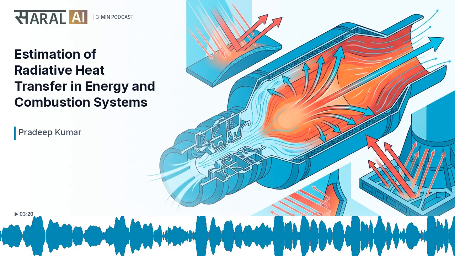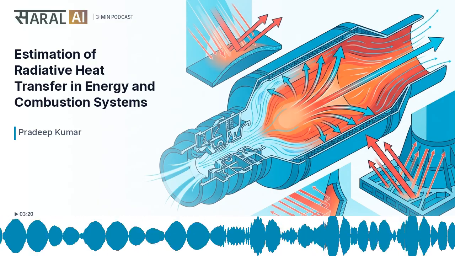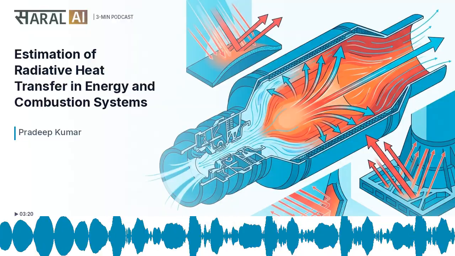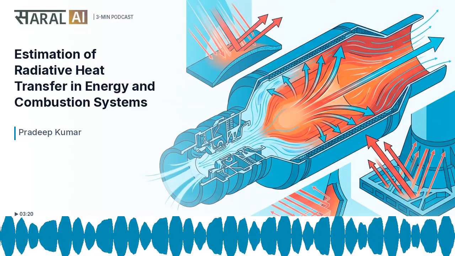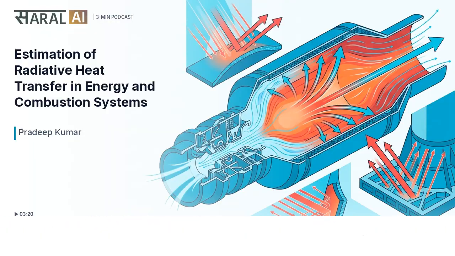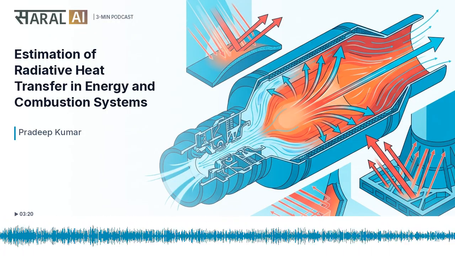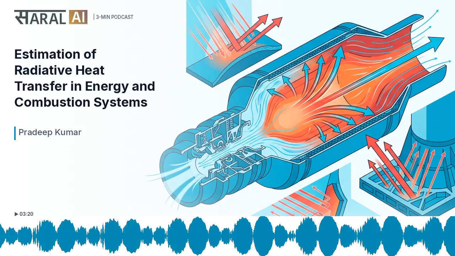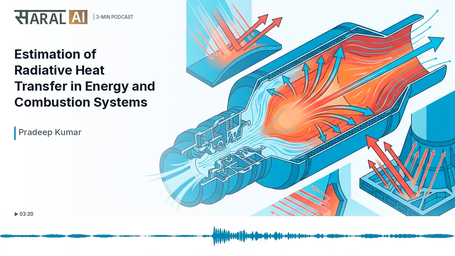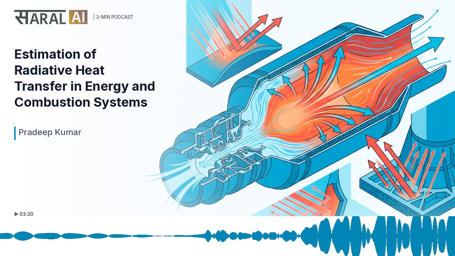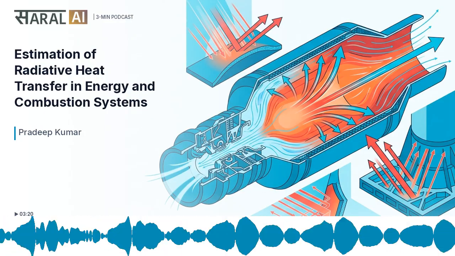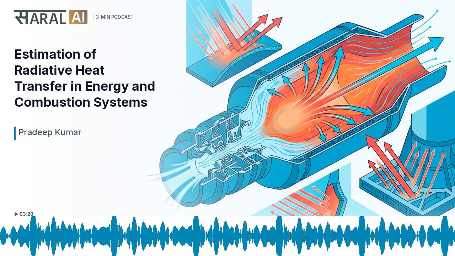Well, it significantly influences temperature distribution and chemical reactions. In many systems, radiation contributes over 50% of the total heat transfer. 50%? That's huge. So, if you don't model it correctly, your designs could be way off, right? Precisely. The paper looks at a can combustor as a primary example. It's like the engine of a jet or a power plant.